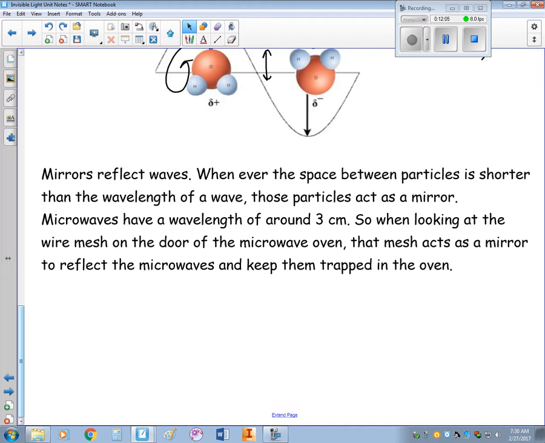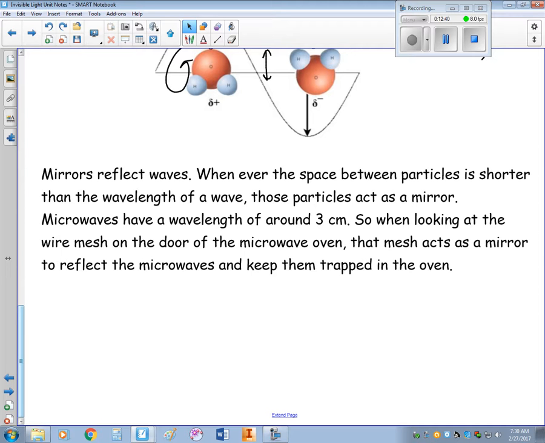Now, mirrors reflect waves. Think about your bathroom mirror. It's reflecting the visible light waves hitting it. Whenever the space between particles is shorter than the wavelength of the wave, those particles act like a mirror. Microwaves have a wavelength of around 3 centimeters. So when looking at the wire mesh on the door of a microwave, since the space between the wires on the mesh is less than 3 centimeters, that mesh acts as a mirror to reflect the microwaves and keep them trapped in the oven.